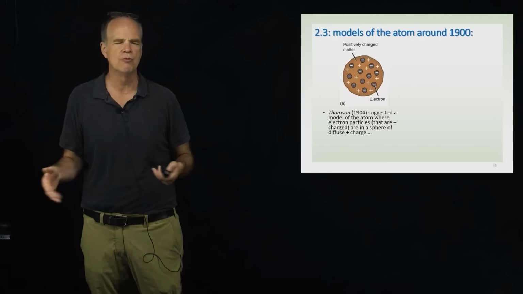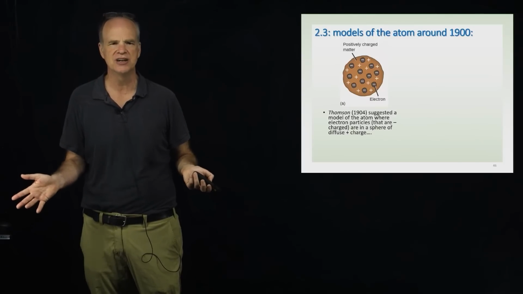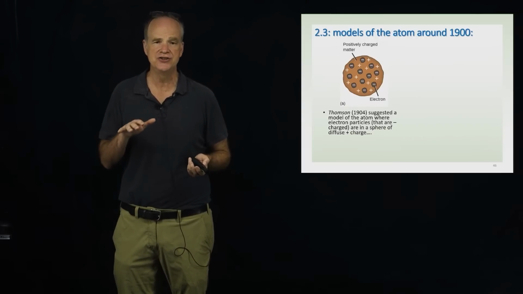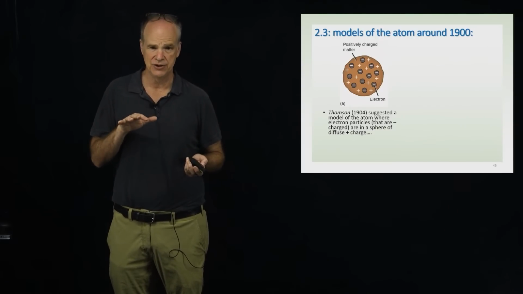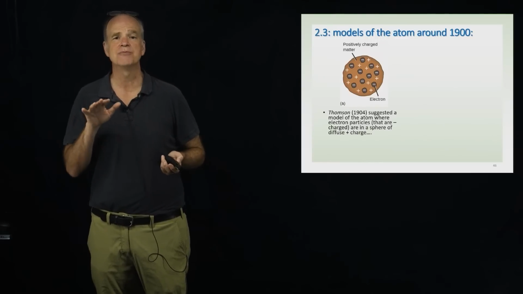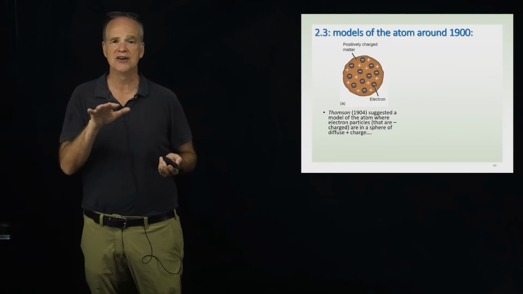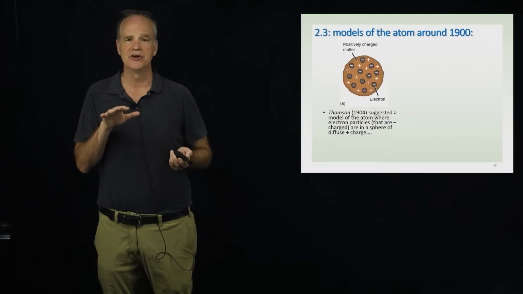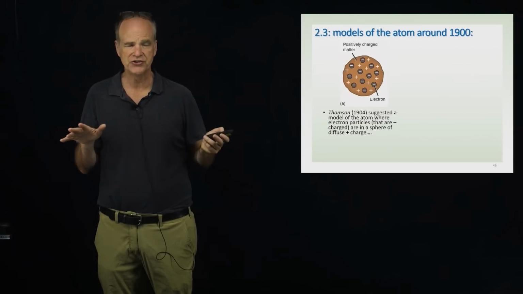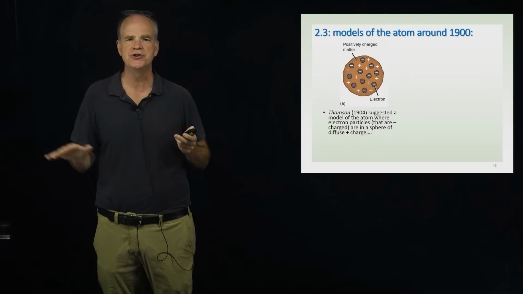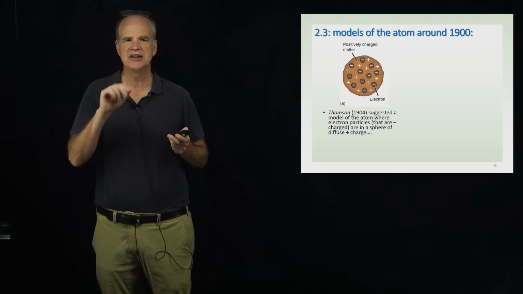So you might ask, well, why is there positive charge in the first place? Why did he have to propose that? And the reason is because it was known that in general, atoms are neutral. They have no excess charge. So he needs as much positive charge as to balance the number of negative particles in this model so that the charges cancel and there's no net charge. But the positive charge is diffuse through the sphere, which is thought to be the atom.